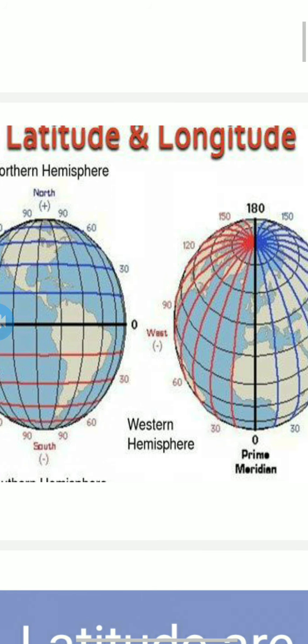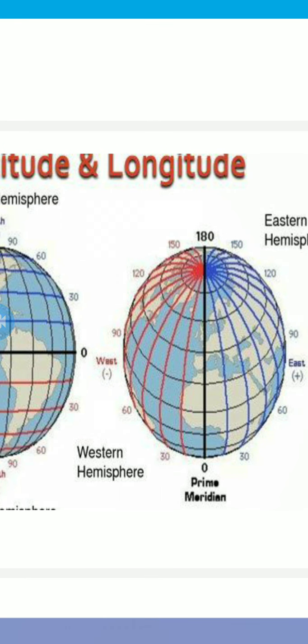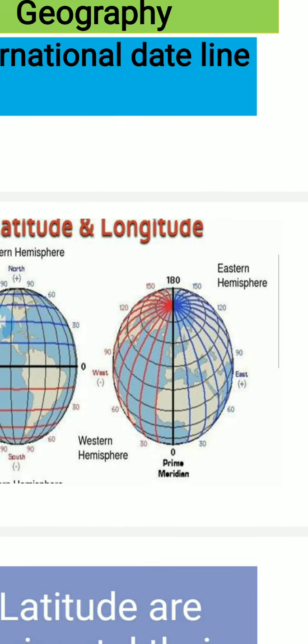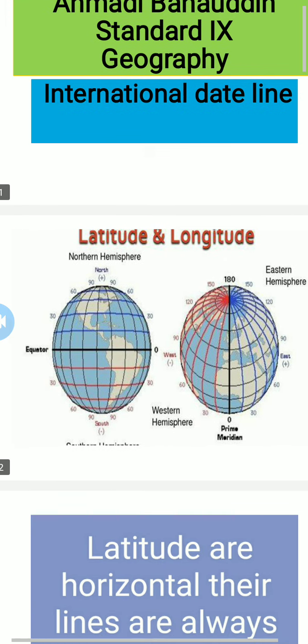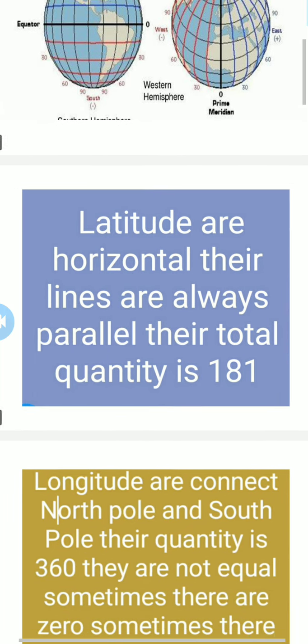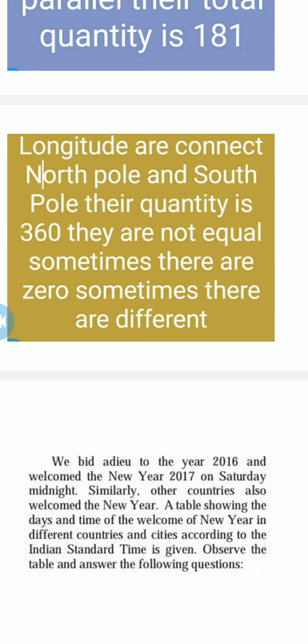And the longitudes connect the north and south pole at the same time. The longitudes' total quantity is 360. Sometimes they are 0 at the prime meridian and sometimes they are 180. So this is all about latitude and longitude. Now let's start with the chapter.